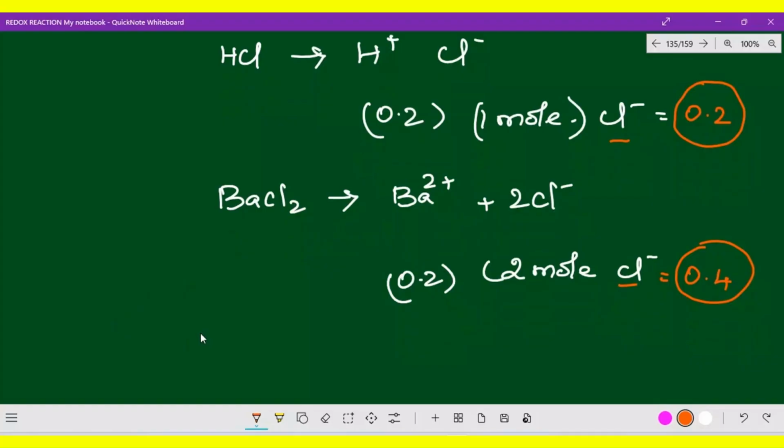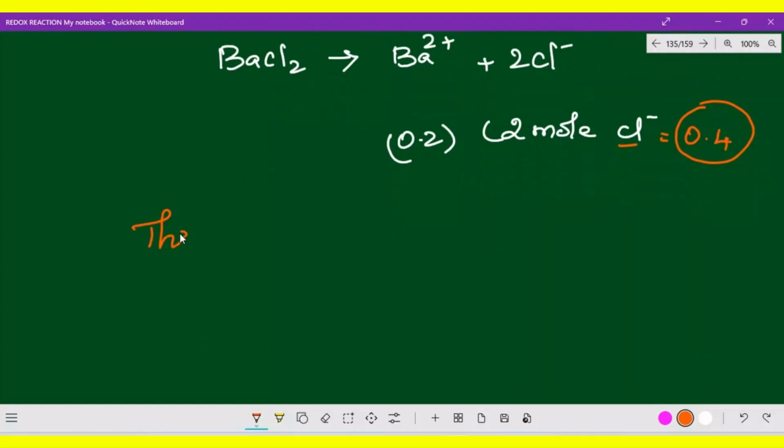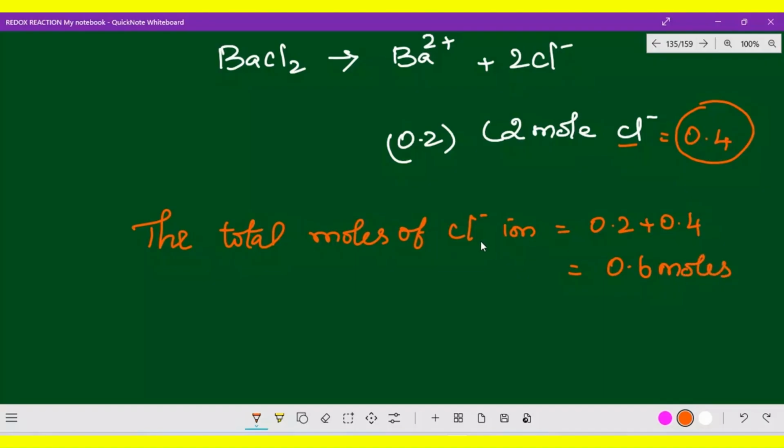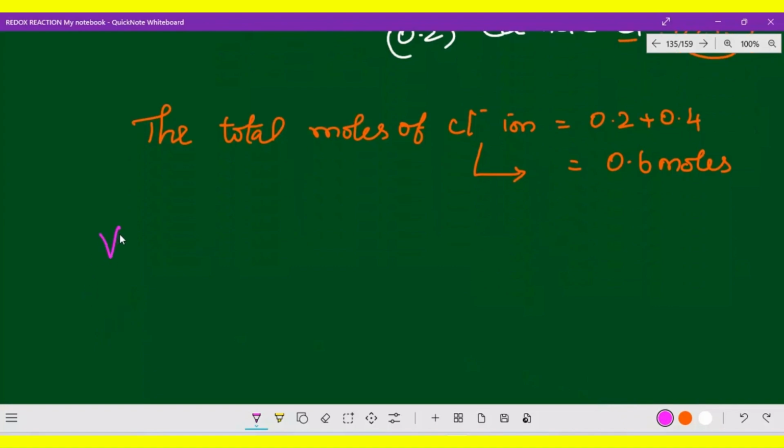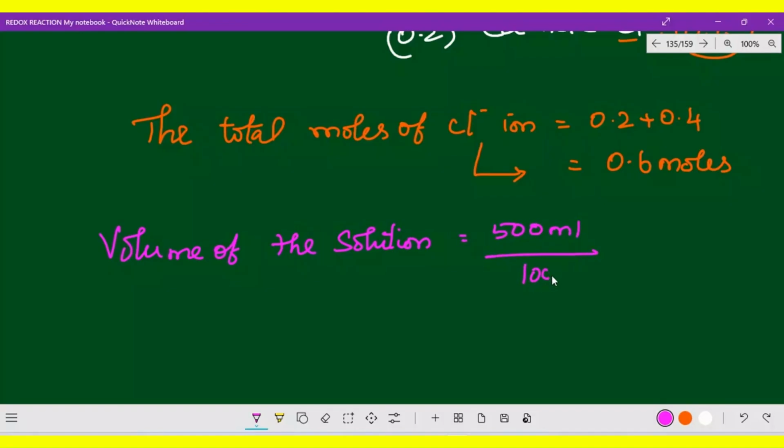Now let us identify the total moles. The total moles of Cl minus ion, how much is it? 0.2 plus 0.4. Together you will get 0.6 moles. Right, Cl minus ion moles is 0.6. You got it. Now the next one, volume of the solution. Volume of the solution already we mentioned in that data. It is 500 ml, so make it liter-wise. So that means 500 ml divided by 1000 ml, so you will get 0.5 liters.